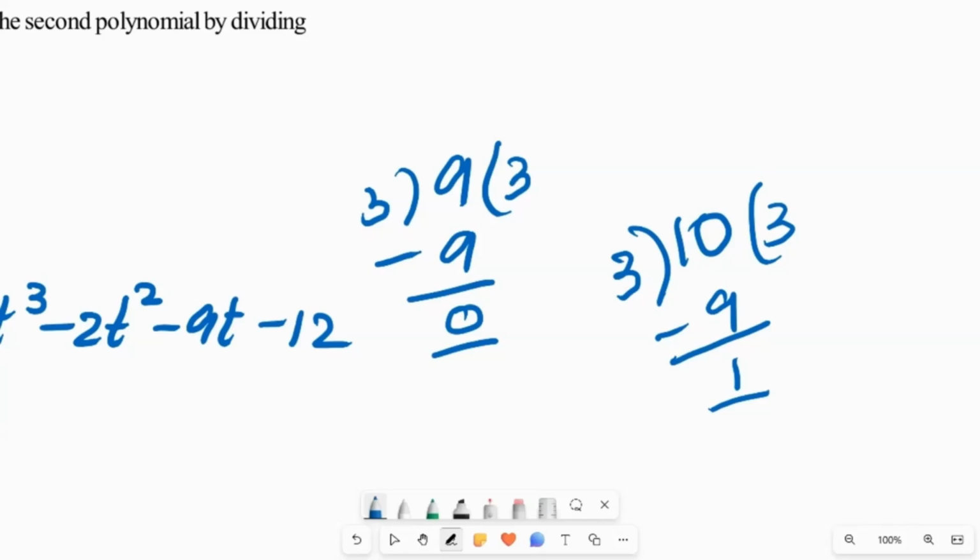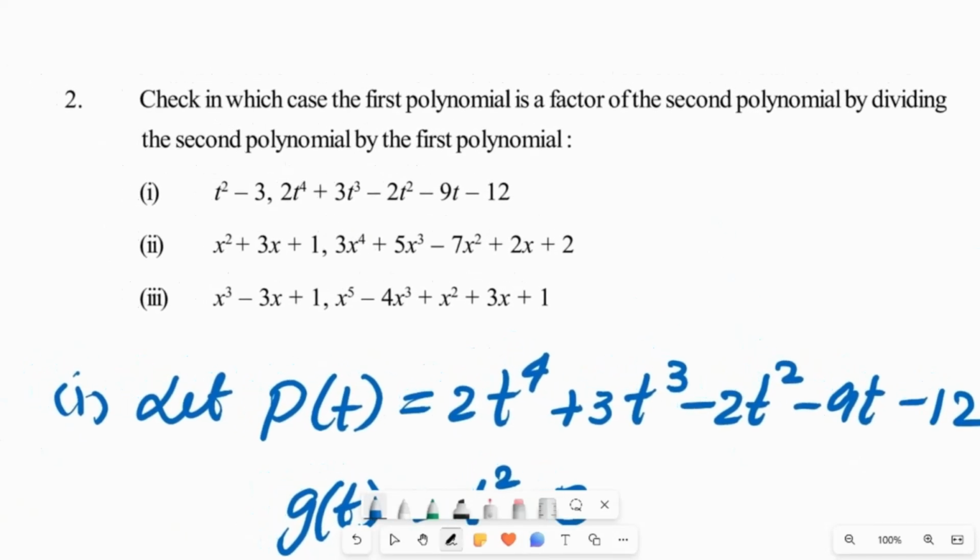So to find if a number is a factor of any other number, we need to divide and check if the remainder is 0 or not. If remainder is 0, it is a factor, and if remainder is not equal to 0, it is not a factor. So it is the same in the case of polynomials also. When we divide polynomials and remainder is 0, then it's a factor of the polynomial. And if remainder is not equal to 0, then it's not a factor of the polynomial.